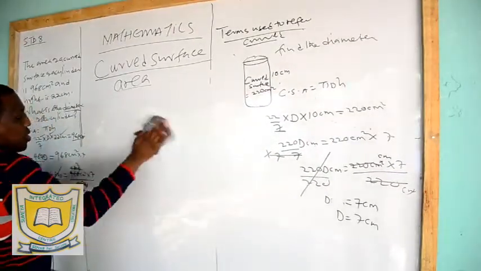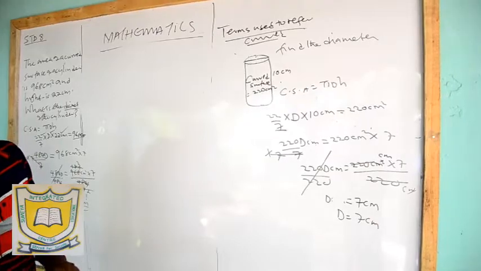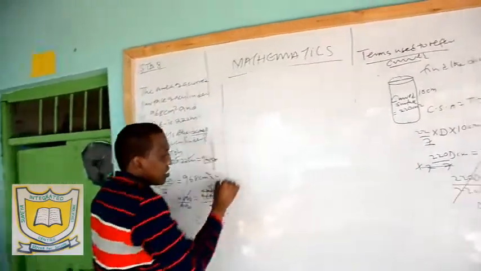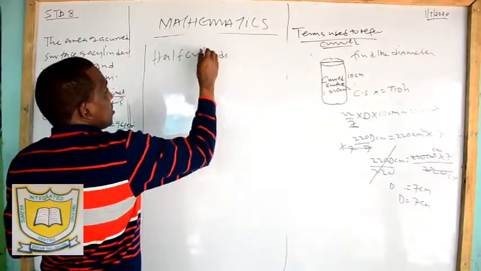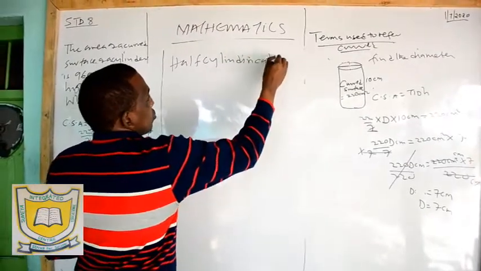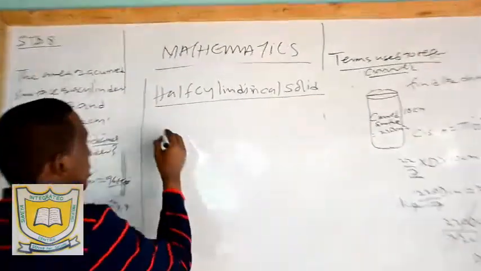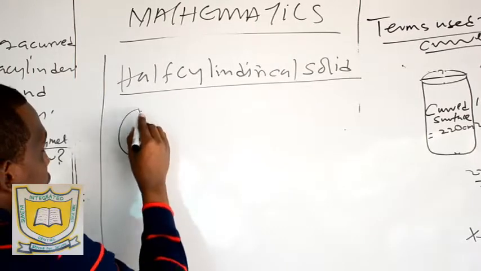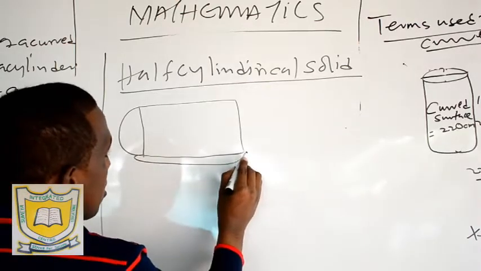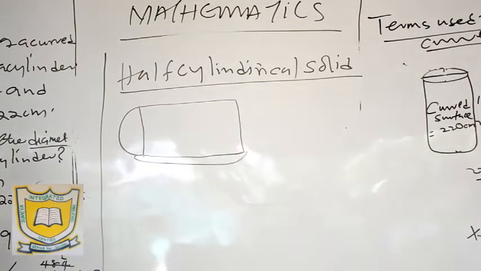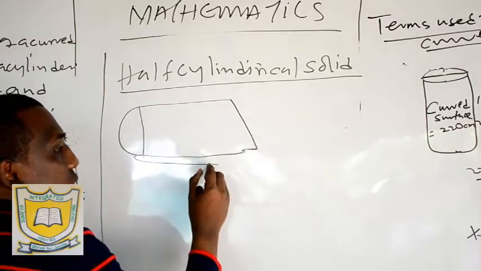Now we are through with curved surface area. We go now to the half cylindrical solid. Let us sketch. Something like what I've sketched is a half cylindrical solid.